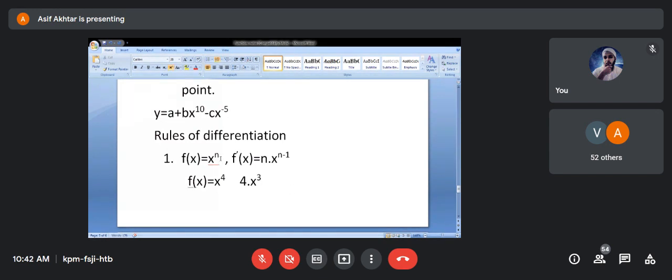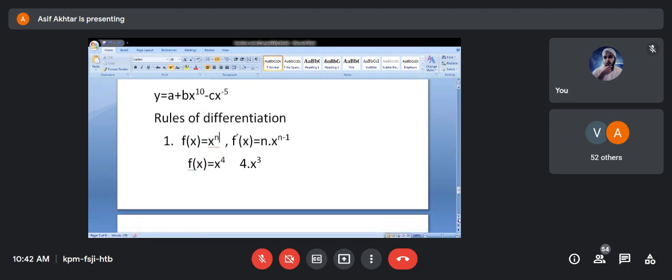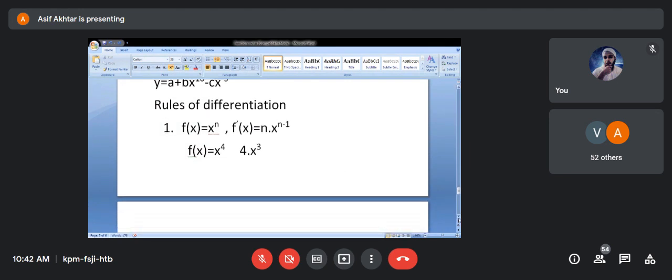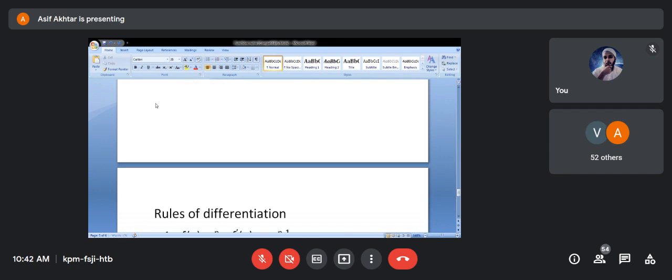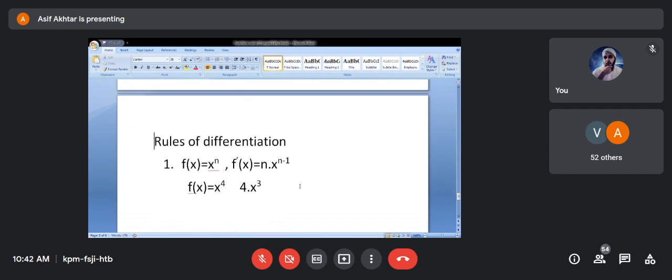Here we have the exponential one, where n is the exponent, and n can take any value. One of the most common types of function which we encounter in business organizations is this f(x). I will keep these rules of differentiation on the next page so that you can understand.